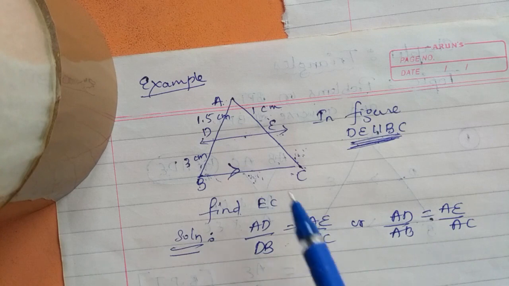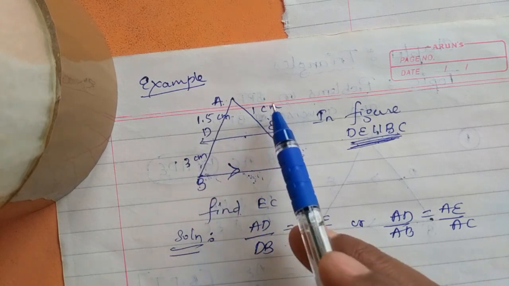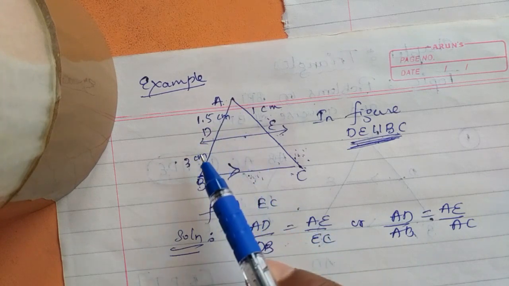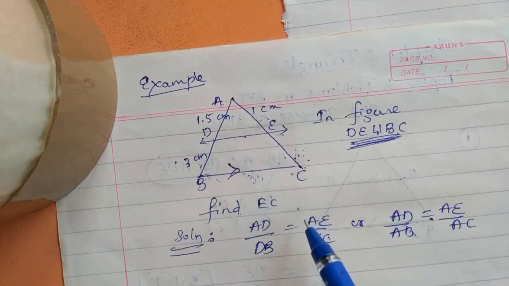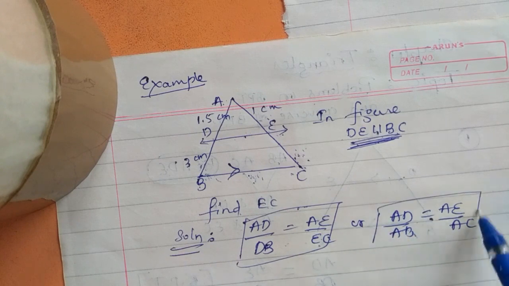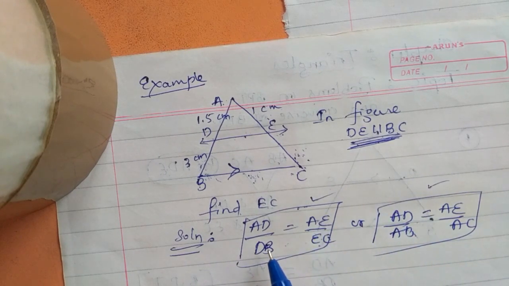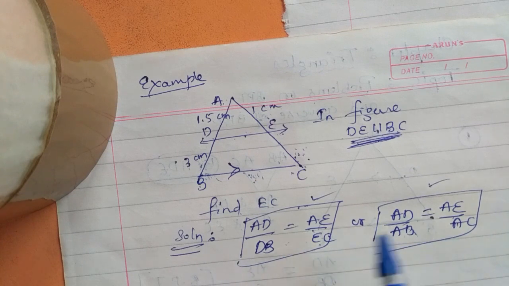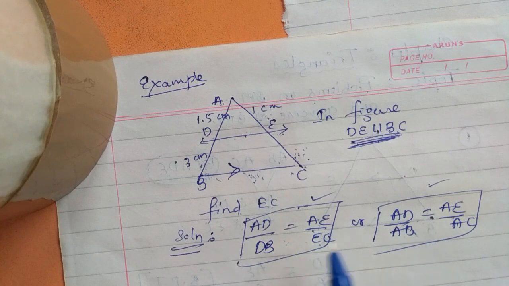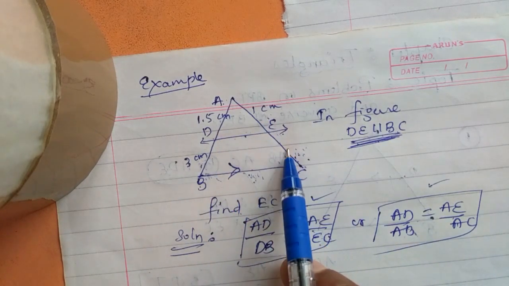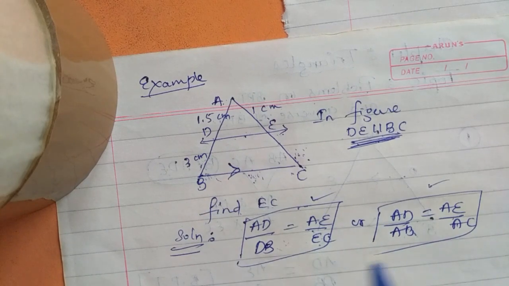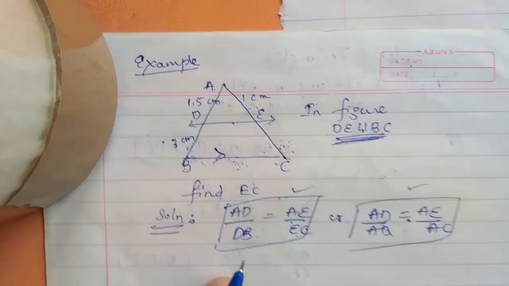The first result is AD by DB, AE by EC, the part-by-part form I wrote. The second one is AD by AB, AE by AC, the part-by-whole form. Both the results are correct. This comes straight from the BPT; this is the additional result of BPT. You can use any one of these two results, part by part or part by whole, and in both we'll get the answer. I'll show you.